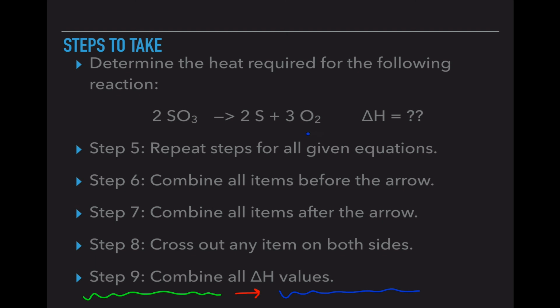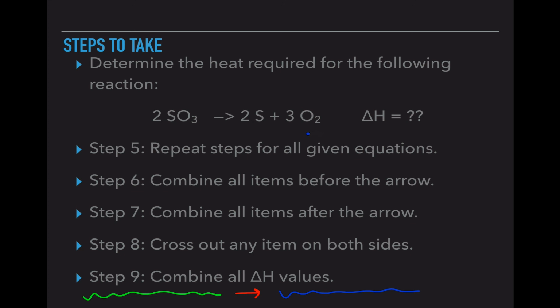So the 9 steps. 1. Compare your given equation to your final goal. 2. Adjust your equation to match your final goal by either reversing or multiplying or dividing. 3 and 4, do the same 2 steps for the next equation. Step 5, do the same 2 steps for any equation left that you haven't touched yet.